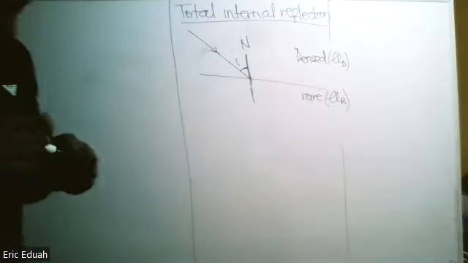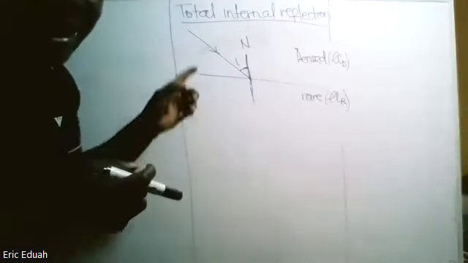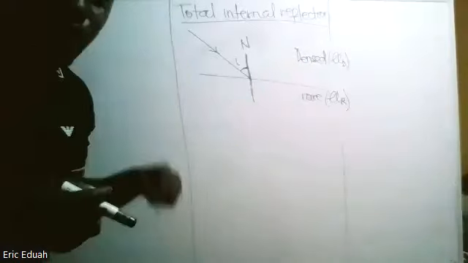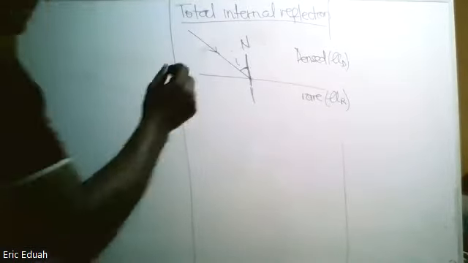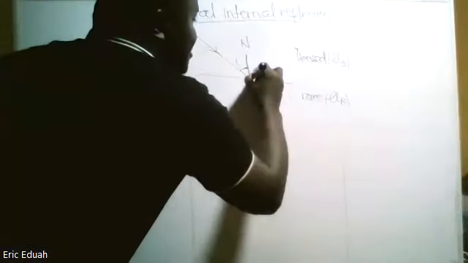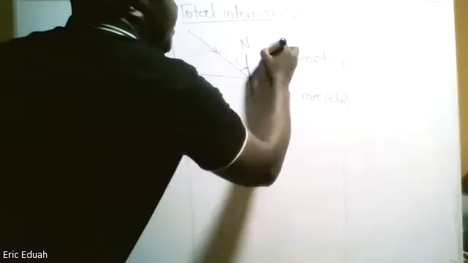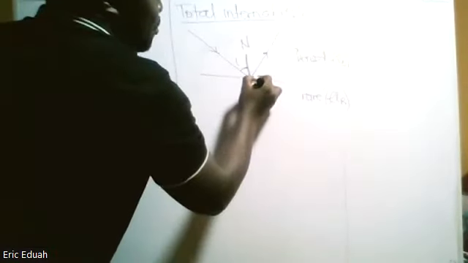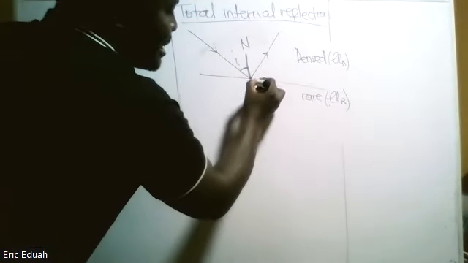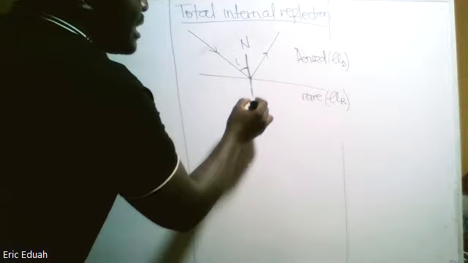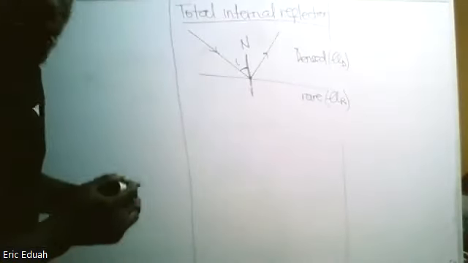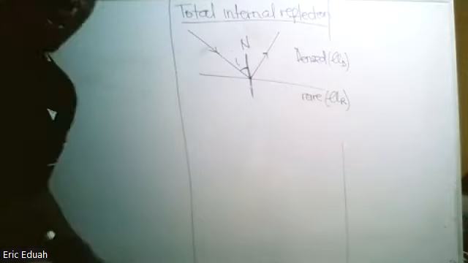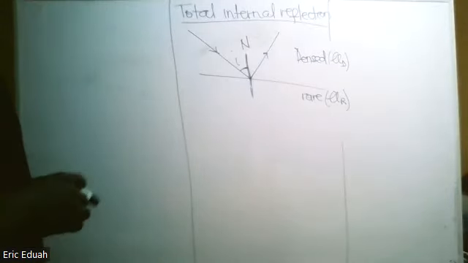Now, whenever light interacts with another medium, two things would happen. Part of the light will be reflected. Part of it will be refracted. The refracted ray, since it is traveling from a denser medium into a less dense medium, will it refract away from the normal or towards the normal? Adelaide, will the deviation be towards the normal or away from the normal?